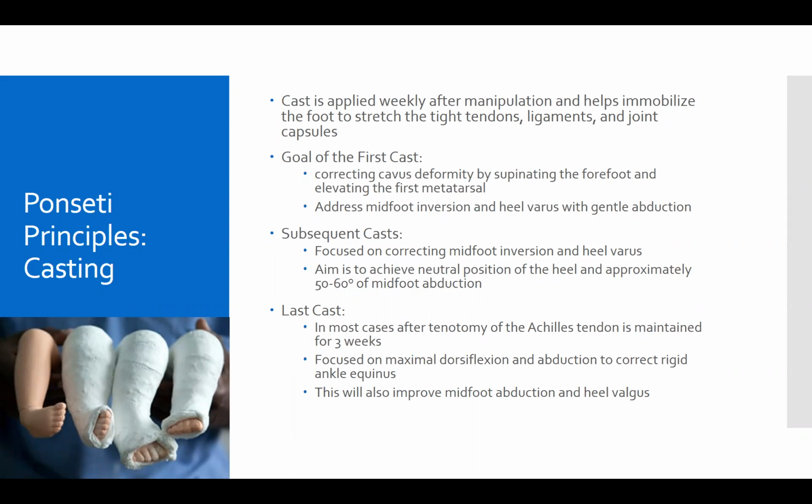So the goal of the first cast is to correct the cavus deformity, and we do this by supinating the forefoot and elevating the first metatarsal. This also helps to address some of the midfoot inversion and also heel varus with a gentle abduction force. The subsequent casts are then focused on correcting the midfoot inversion and also the heel varus. Through these casts, we tend to achieve a neutral position of the heel and about 50 to 60 degrees of midfoot abduction. And the final cast in most cases is usually after an Achilles tenotomy, and it's usually maintained for about 3 weeks.